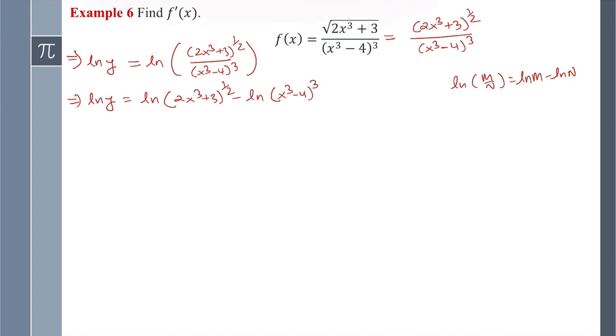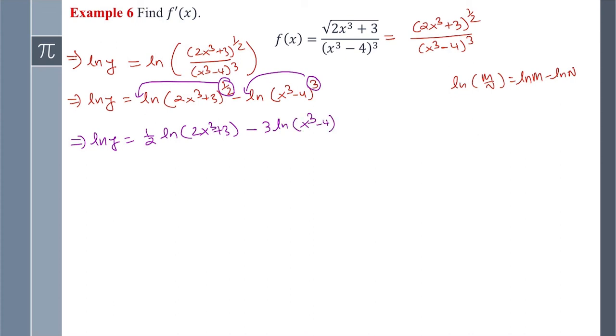Again, using the rule of log, we can bring that exponent to the front, and we can bring this exponent to the front. So that becomes natural log of y equals 1/2 natural log of (2x³ + 3) minus 3 natural log of (x³ − 4). Now let's find the derivative of this function. We are going to differentiate this equation implicitly with respect to x. When we differentiate with respect to x, we get 1 over y dy/dx equals 1/2.